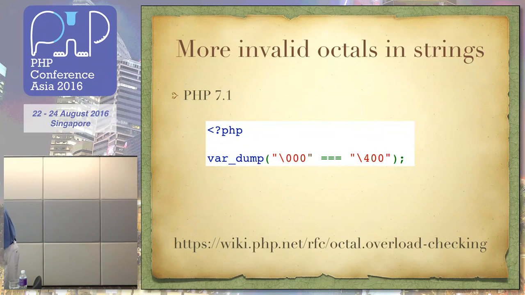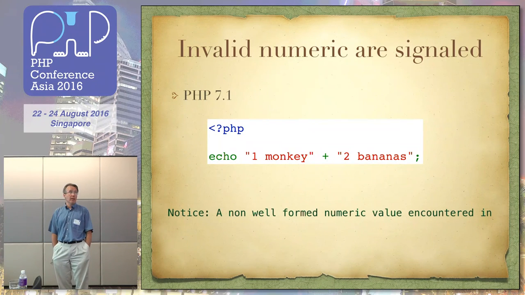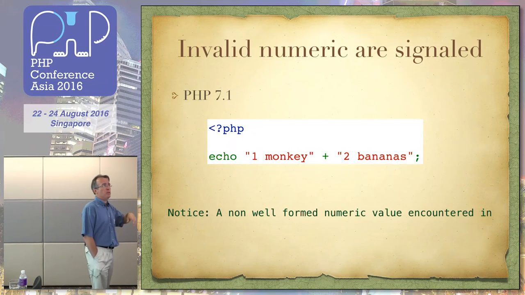Next one, still with numbers, and that's going to be a pain in PHP 7.1. PHP 7.1 is going to raise a warning whenever it cannot perform an arithmetic operation and does not have actually valid numbers. So those are not valid numbers. In PHP 5, it works.